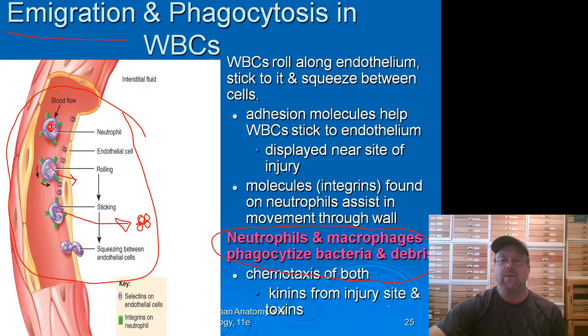So this is done through chemotaxis. Inflammation and chemical signals by cytokines are going to alert these cells to the site of infection. Pretty sweet. Okay. Finally, we have platelets.